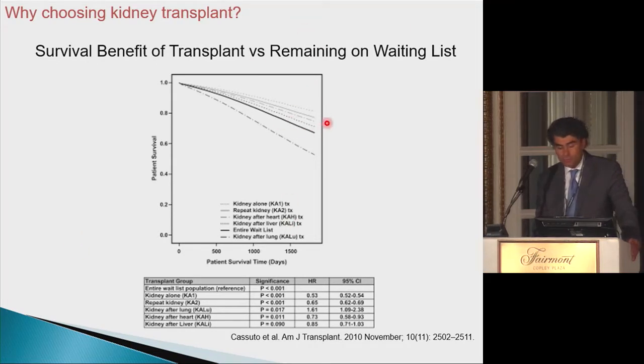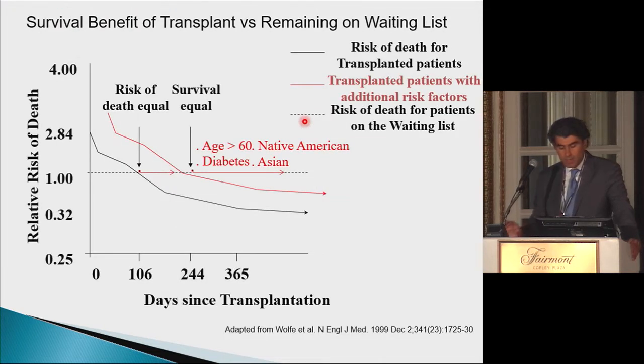And if you see here, all groups had better survival when compared to the waiting list, here in the solid line. Only patients that did worse are kidney transplant after lung. However, when they compared those people to the lung transplant patients on the wait list, they had survival benefit. So across the board, there is a survival benefit of doing transplant compared to remaining on dialysis. And I wish that was that simple.